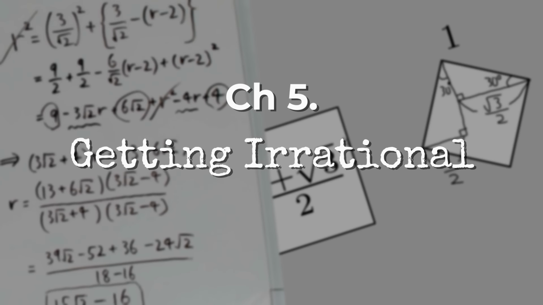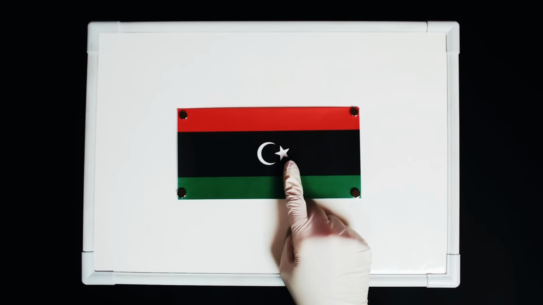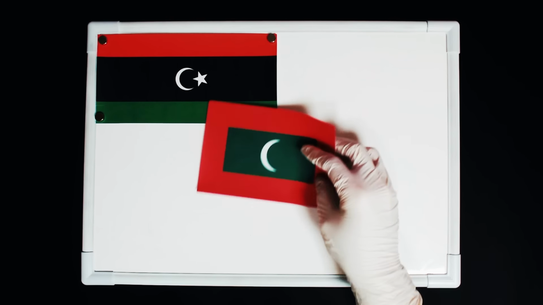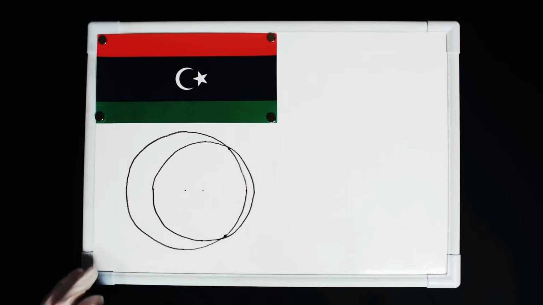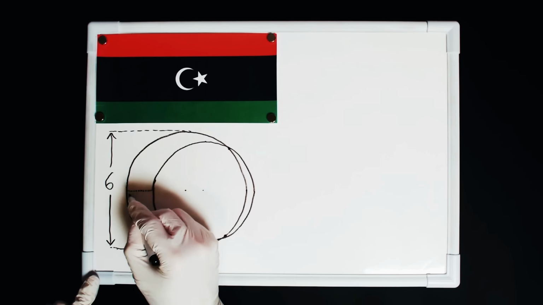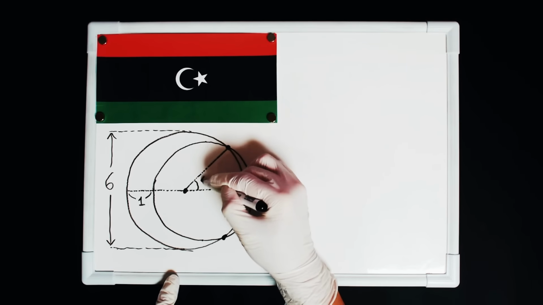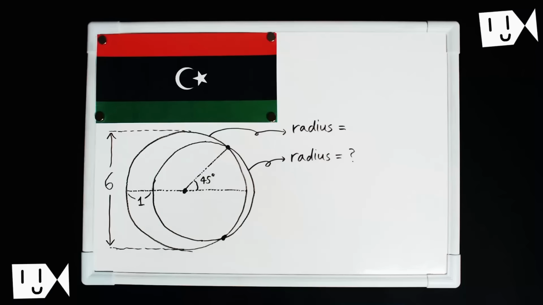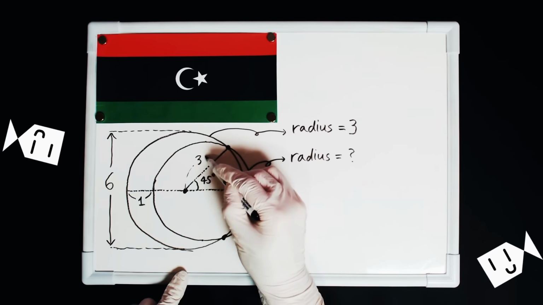Chapter 5. Getting Irrational. Here is the flag of Libya. It has a crescent and a star. We will talk about the star later. First, the crescent. This one is much more difficult than the crescent of Maldives, which was just made of 2 identical circles. The Libya crescent is specified to be 6 units tall and 1 unit wide at the widest part. And there's an additional condition that the tip of the crescent should be at a 45-degree angle from the center. Okay, so how big is the second circle? Skip if you have math phobia. We know the first circle is 6 tall, meaning its radius is 3. That means, for example, the length of this line is 3.